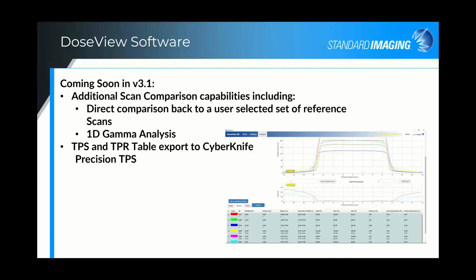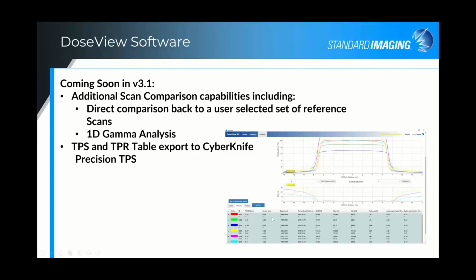But as I mentioned, we're working on version 3.1, which has some additional scan comparison capabilities, including a direct comparison back to a user-selected set of reference scans, as well as a 1D gamma analysis. For example, here you can see the gamma analysis for this particular set. You have the ability to change your conditions here for your dose tolerances and your distance to agreement, from 1 to 3%, or 1 to 3 millimeters.